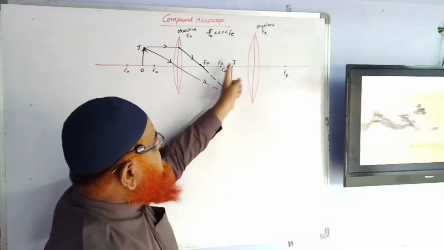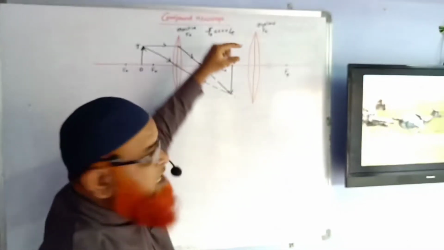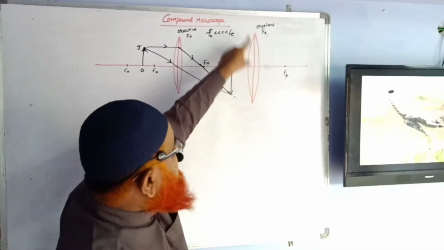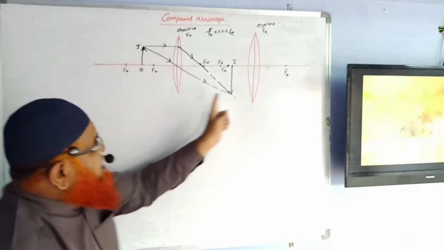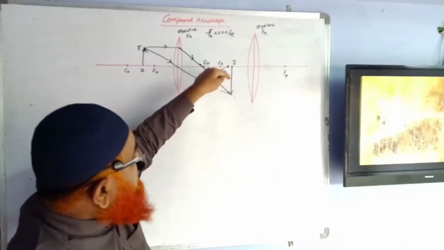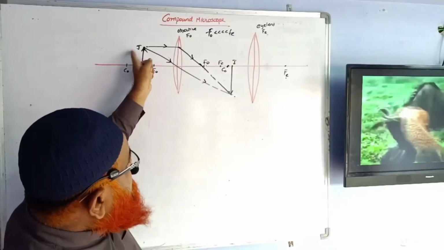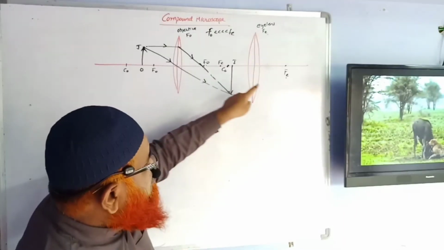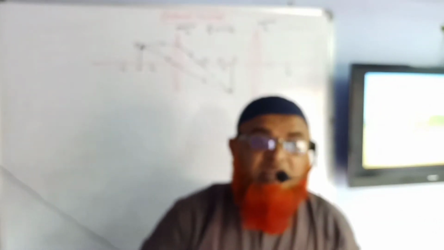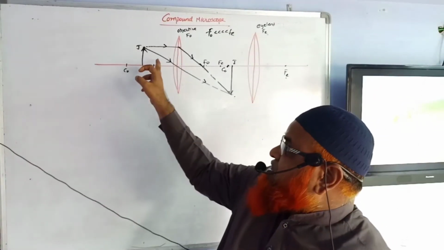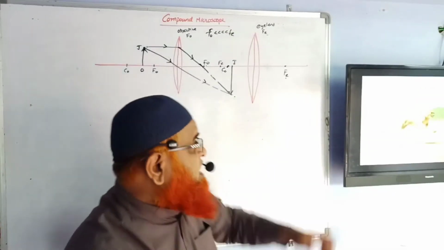And this is going to be the focal point, I mean the principal focus, for the eye lens. This point is going to be the principal focus for the eye lens here. So when you consider this point here, now let us imagine the object is here for the objective and the image is here. The image formed by the object for the objective is going to be the object for the eye lens. Okay, so what I am going to say is, the image formed by the objective is going to be the object for the eye lens.